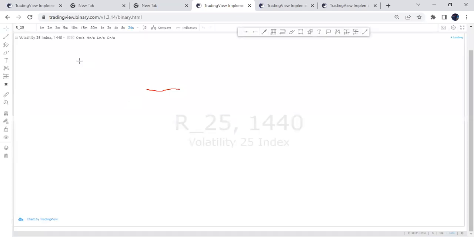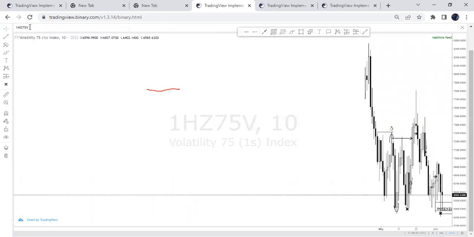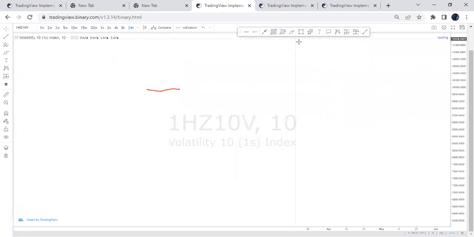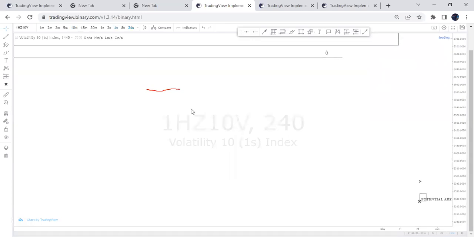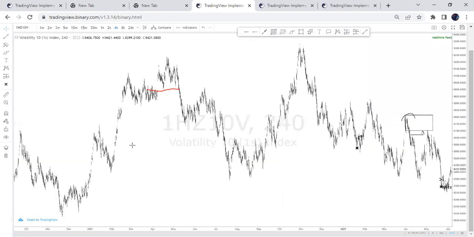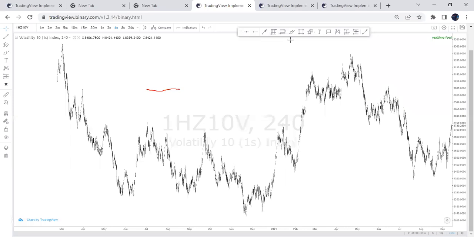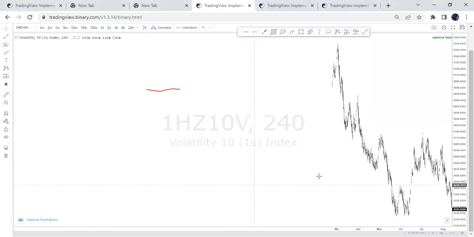Oh, TradingView. Sorry, guys. Let me reload. Okay. So let's go to where we were.